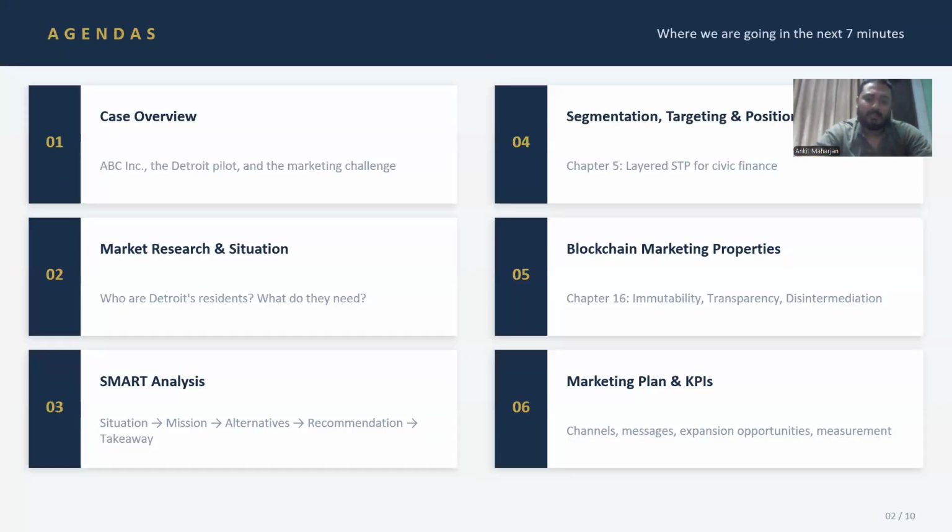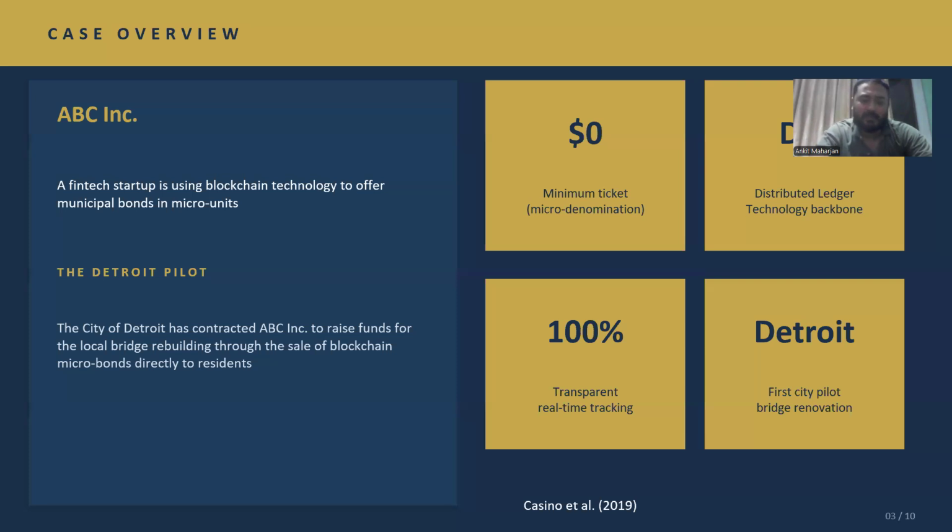Here is the agenda we are going to cover in the next 7 minutes. First is the case overview. Second is STP: segmentation, targeting, and positioning. Third is the market research situation, and fourth is the blockchain market properties. Fifth is the smart analysis, and the last is the marketing plan and KPIs. Going to the first slide, this is the case overview.